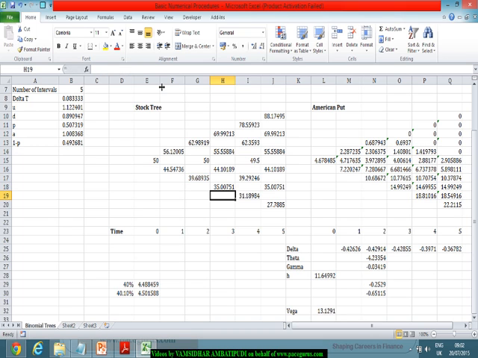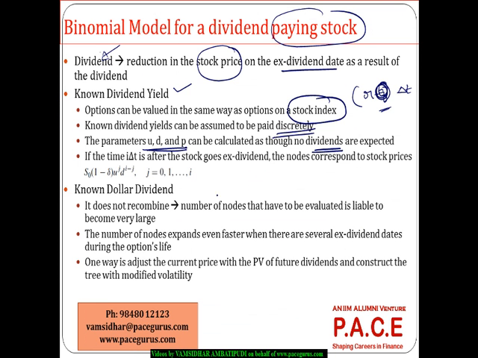I've taken this to be the dividend yield, and finally it resulted in the price of the American put option changing accordingly. So what has happened is the tree is moving like this. The moment I see a dividend here, the price drops to here, and from here again we are talking of up and down movements.